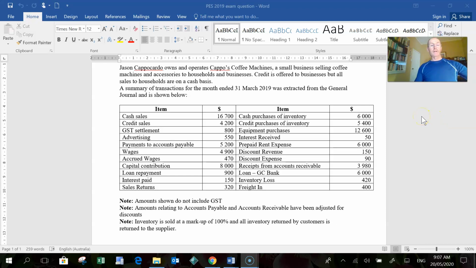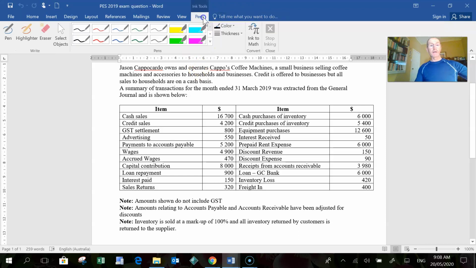Morning, gentlemen. Let's go through the PES exam, which is 2019, which was doing this activity here. So you had to calculate the GST, which is a little tricky.